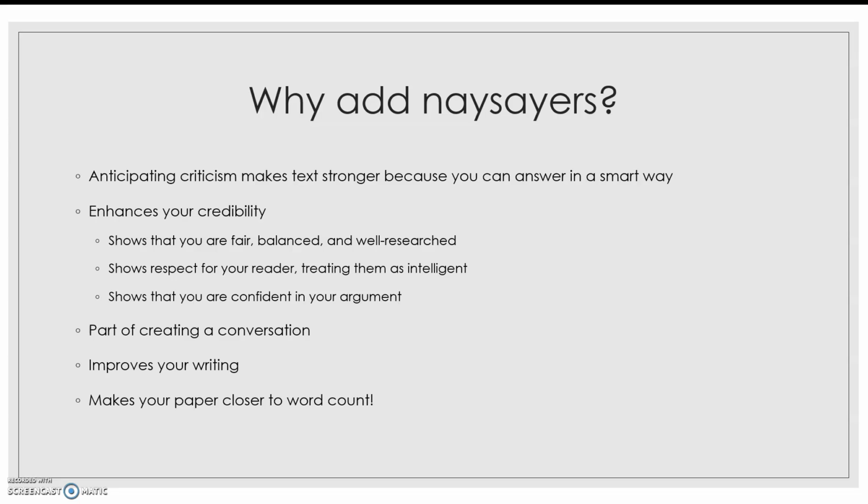If we go way back to the start of the semester where we talked about how writing is a conversation and how you're never writing in a vacuum, that you're always adding to something that someone else has said, well, part of creating that conversation is developing that naysayer as well, right? Because when you're having a conversation, not everyone is going to agree with every single thing you say. So putting that naysayer into your writing helps to create that conversation, which in turn improves your writing. And also, I know you guys like this one, if you are writing a paper and you get to use a naysayer, it helps you get closer to that word count.